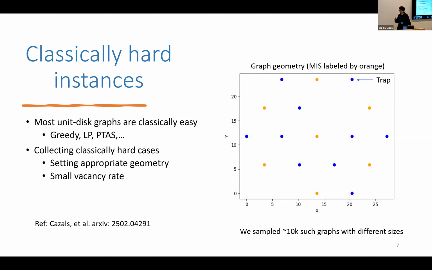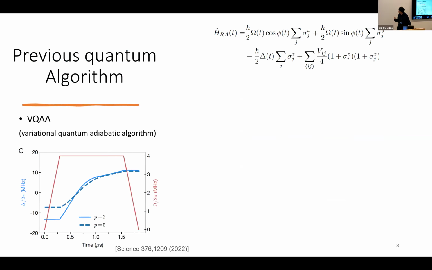Okay, and with this preparation, we are finding the truly classically hard problem, and then we want to implement the quantum algorithm to see whether there are any quantum improvements from that. Before we introduce our new algorithm, we first briefly review the previous attempts at quantum advantage on such a problem.